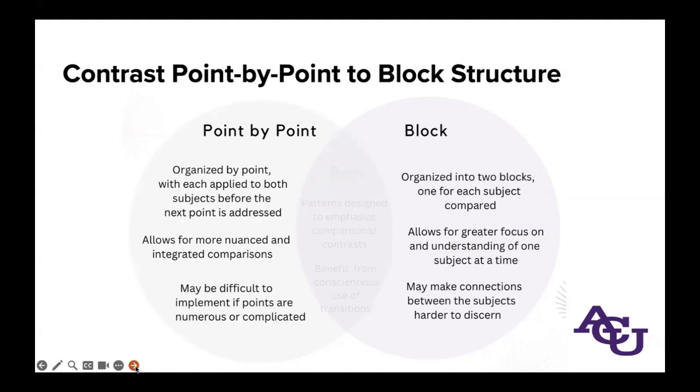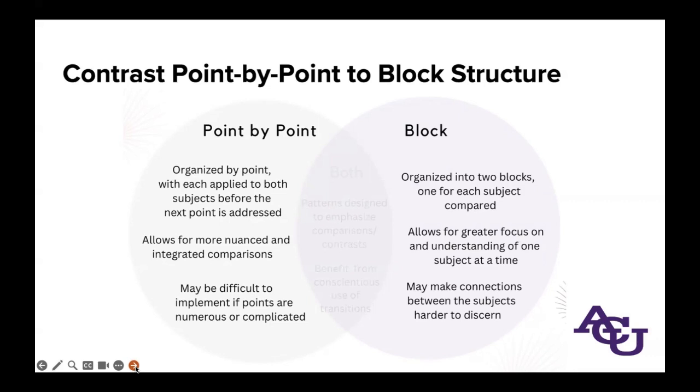Block structure, however, can make the connections between the subjects harder to discern by not putting something about elephants right next to something about bees. It's going to be harder for the reader to connect those two. But again, maybe you're more interested in focusing on or helping the reader to understand the subject, what's going on with elephants and what's going on with bees.